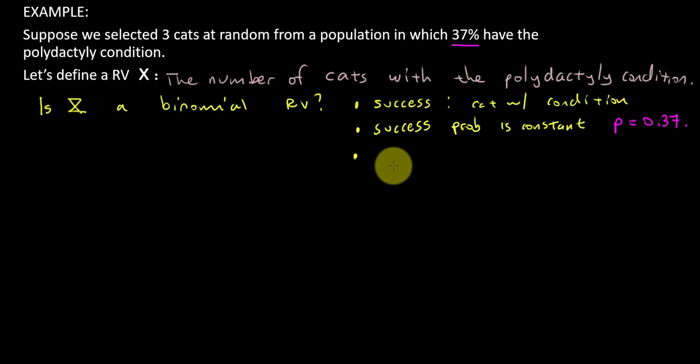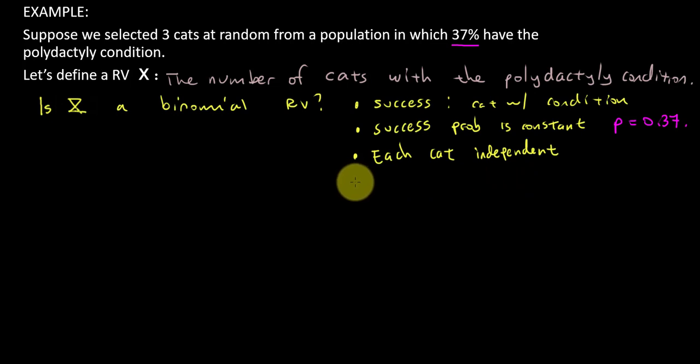Next, are the trials independent? Here, each of the 3 cats would be different trials. And since they are randomly chosen, we will assume that the outcome of whether or not a cat has the condition is considered independent. So I'll just write each cat independent. As a genetic trait, if we were only sampling cats from a certain family line, then that may be violated.